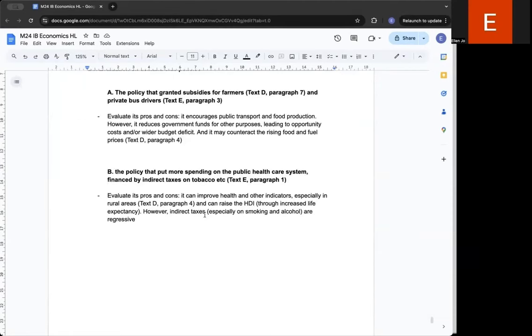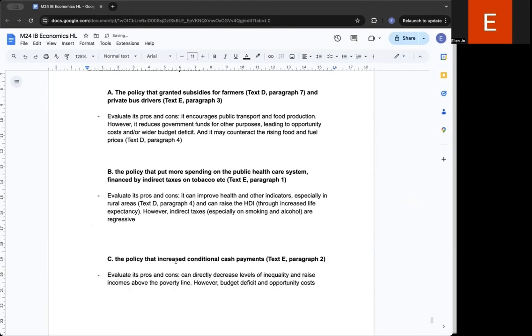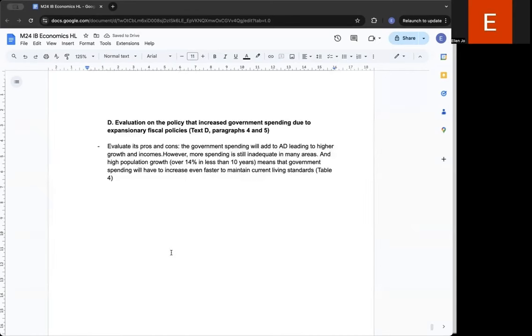Next, you evaluate the policy that put more spending on the public healthcare system, which is financed by indirect taxes on tobacco. Just like the first policy, you put some evaluation mentioning some pros and cons of this policy. Thirdly, there is a policy that increased the conditional cash payment. Do not forget to evaluate its pros and cons with references. The last demand-side policy to be evaluated is the policy that the government increased its spending as a form of expansionary fiscal policy. You can finish your body one with its own pros and cons.